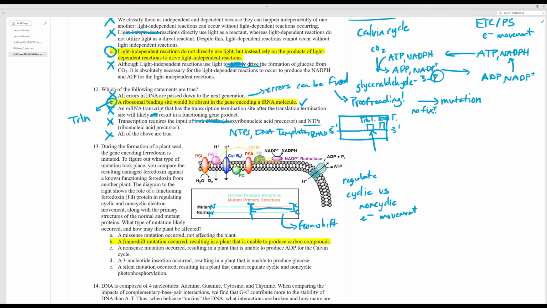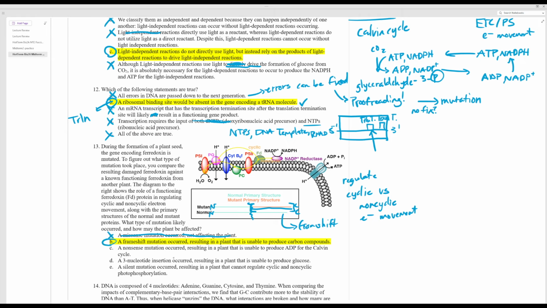Let's see, A, a missense mutation occurred, not affecting the plant. That's not it. B, a frameshift mutation occurred, resulting in a plant that is unable to produce carbon compounds. Okay, that works. That makes sense, right? If ferredoxin is no longer functioning, would it be able to get its electrons in the first place? Probably not. And if it did, do we think it's going to be able to give its electrons to plastoquinone, which is PQ, or NADP plus reductase? Probably not. Which means you're not going to be able to generate the ATP or the NADPH you need for carbon fixation.